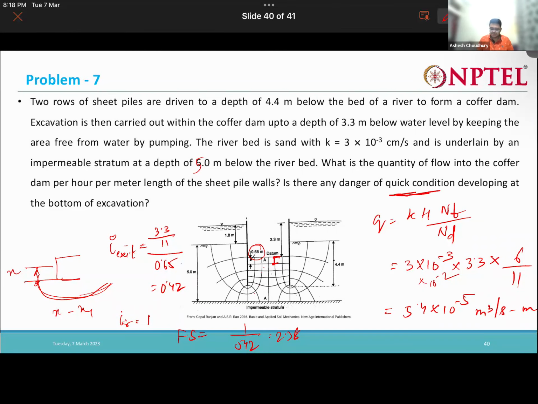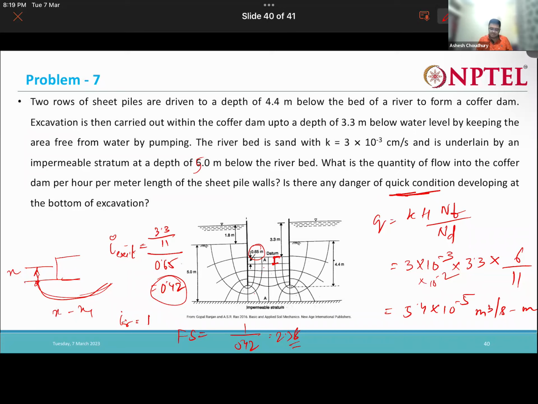So will quicksand condition occur? No, right? Because my exit gradient is less than 1, my quicksand condition won't occur. But the factor of safety comes out as 2.38. Quicksand condition won't occur, but it is suggested that it should be between 4 to 5. Our structure is safe, but it's always suggested that our factor of safety should be between 4 to 5.